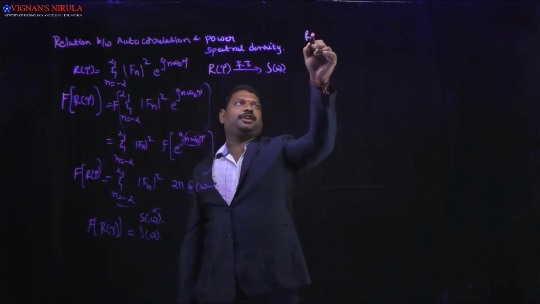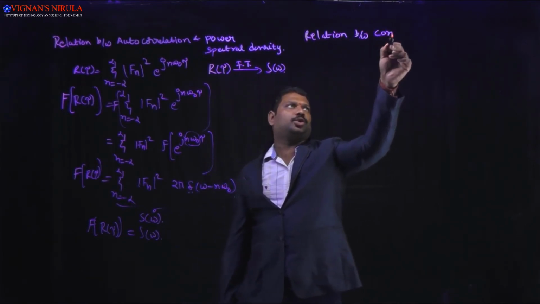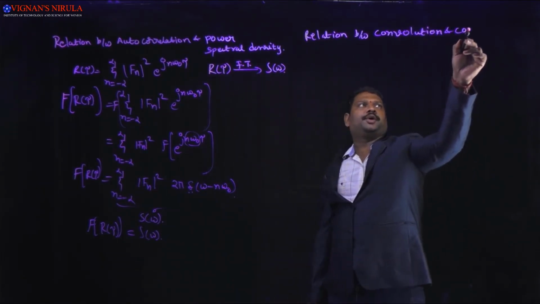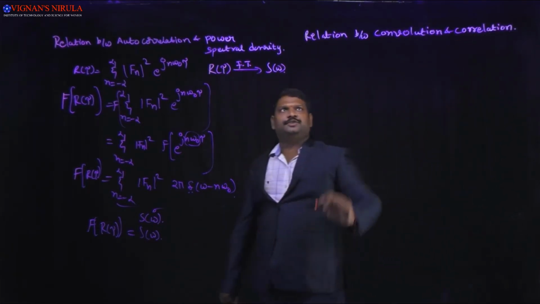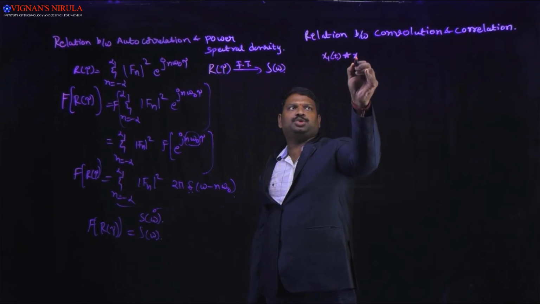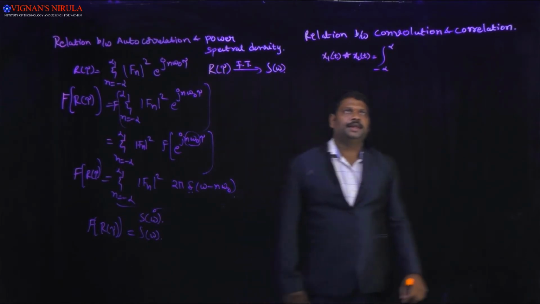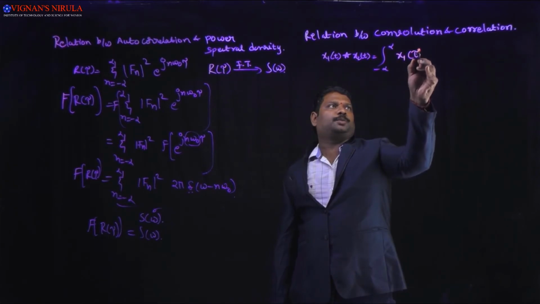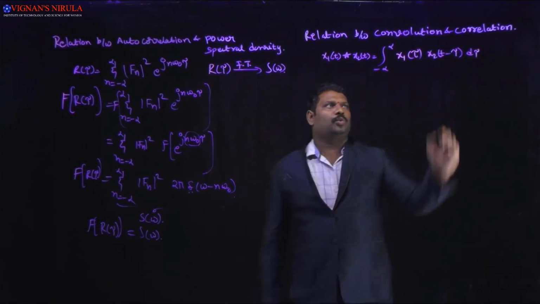Similarly, the relation between the convolution and correlation. As we know, the convolution between the two signals x1 of t convolution with x2 of t will be given as from minus infinity to infinity, the first one as x1 of tau, x2 of t minus tau, and integration with respect to tau.